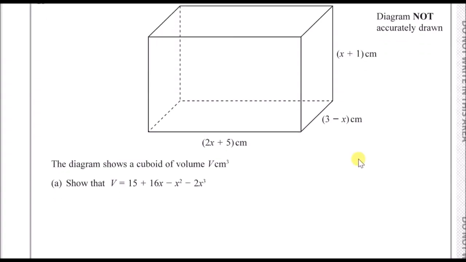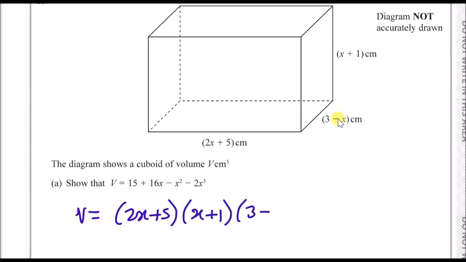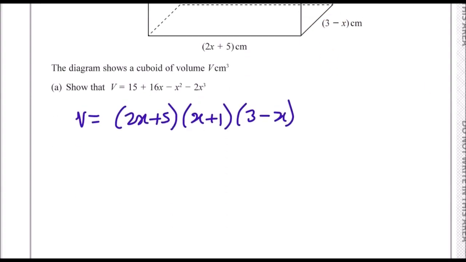Now what it's trying to tell us is that, firstly, let's find the expression for volume. Well, we know that the volume is just the product of these 3 lengths, yeah? So let's go ahead and multiply all 3 terms, yeah? So we're going to have 2x plus 5 times x plus 1 times 3 minus x. Now there's a number of ways you could do this, and my personal way is to always focus on the last 2 brackets, expand it, then deal with the first. So let's go ahead and expand these 2, yeah?